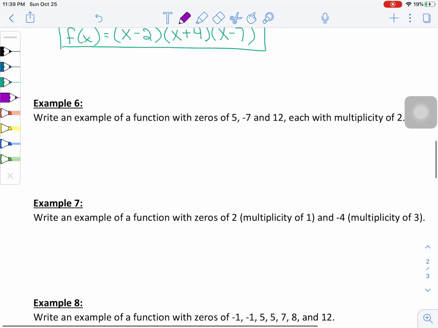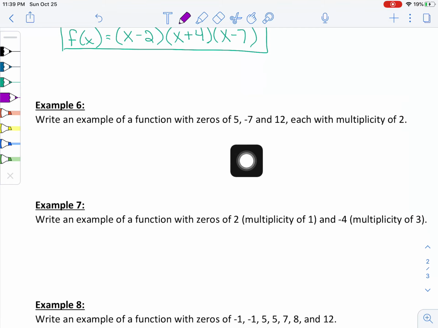All right. So example number 6, I want you to write an example of a function with zeros of 5, -7, and 12, each with multiplicity of 2. So each one of these has to show up twice. So let's figure it out. Let's do f of x, g of x, h of x, pick your function form.